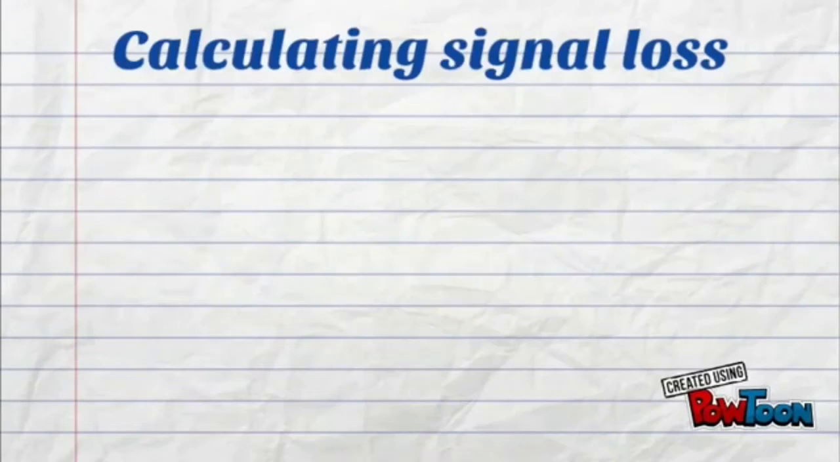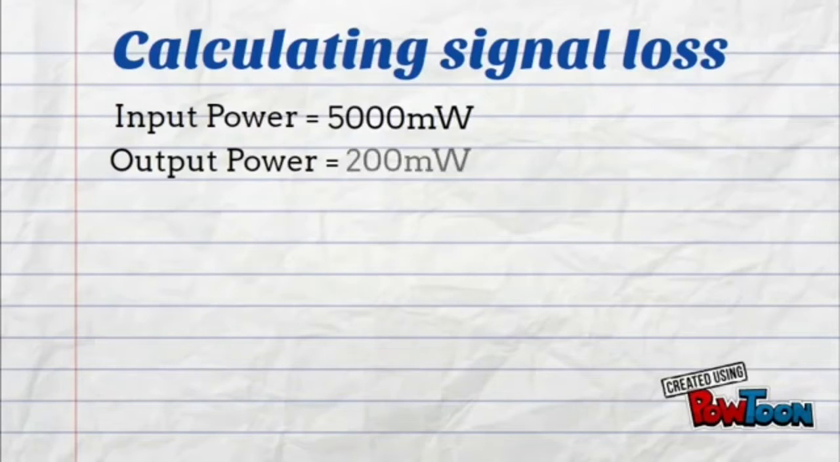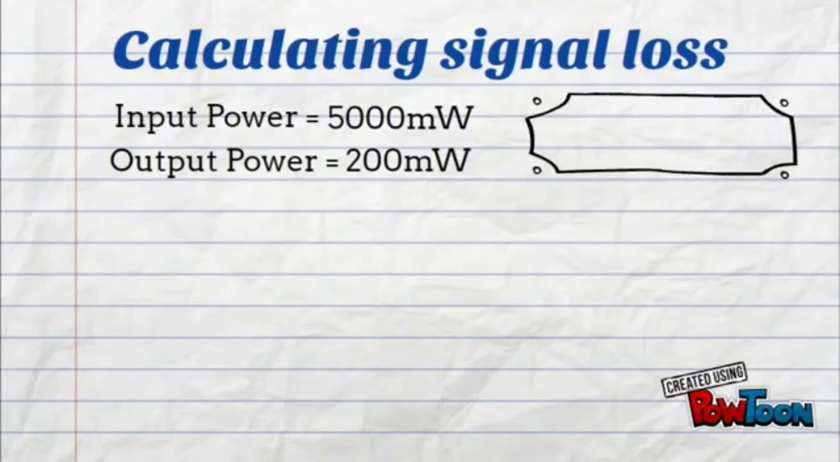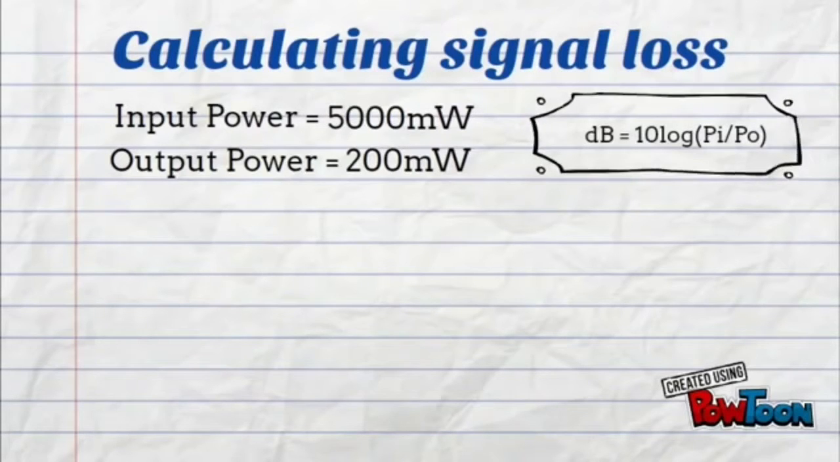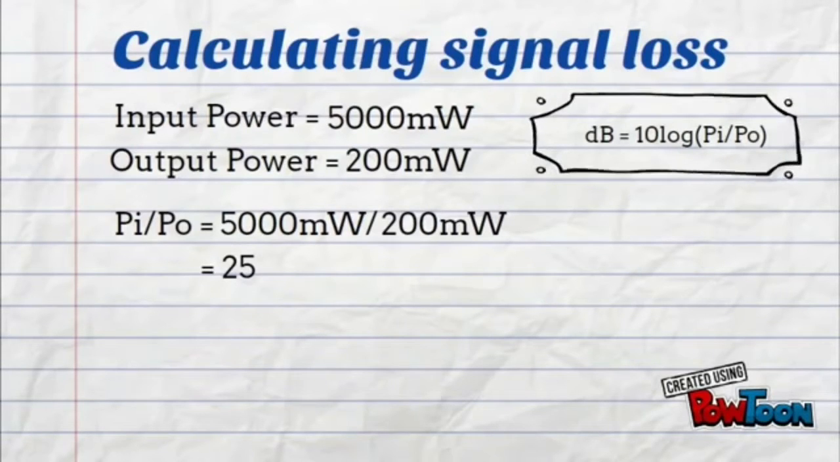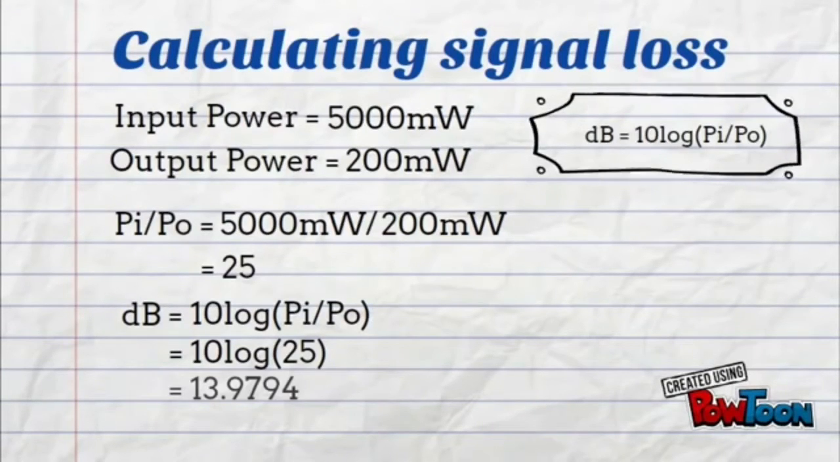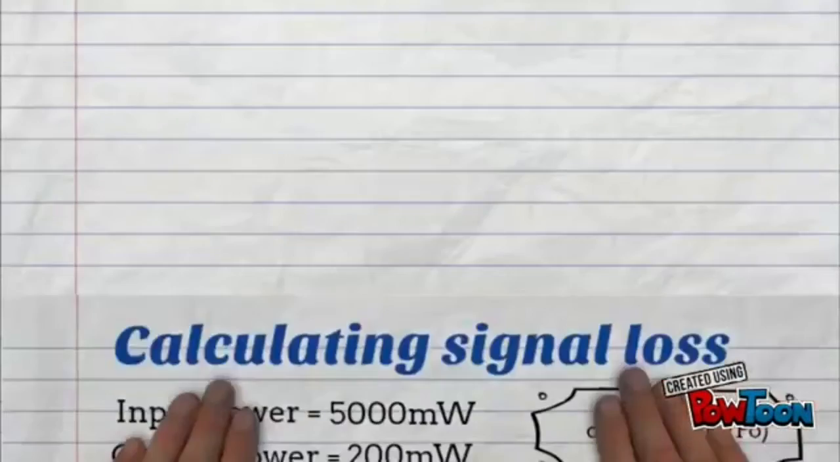We will now apply what we have learned in this example. Given that the input power is 5000 milliwatt and the output power is 200 milliwatt, we choose this formula as it is the most suitable. After that, you substitute PI with 5000 milliwatt and PO with 200 milliwatt and find the value of PI over PO, which is 25. Put this back in the formula and you will get the answer 13.9794. When rounded off, it is 14 decibel. You can also substitute the values immediately in the formula, which will give you the same results.